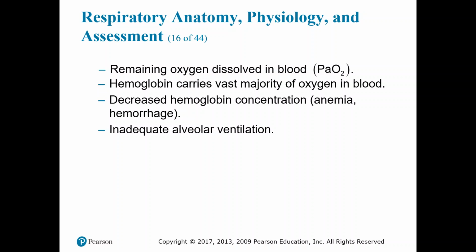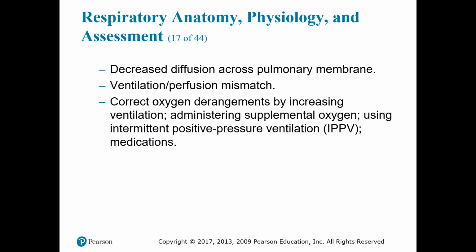Several factors can affect oxygen concentrations in the blood: decreased hemoglobin concentration, anemia or hemorrhage, inadequate alveolar ventilation due to low inspired oxygen concentration, respiratory muscle paralysis, and pulmonary conditions such as emphysema, asthma, or pneumothorax. Decreased diffusion across the membrane occurs when diffusion distance increases or the pulmonary membranes change, for example, when swelling occurs in the space between the alveolar membrane and the pulmonary capillary membrane, as in pneumonia, chronic obstructive pulmonary disease, COPD, or pulmonary edema.